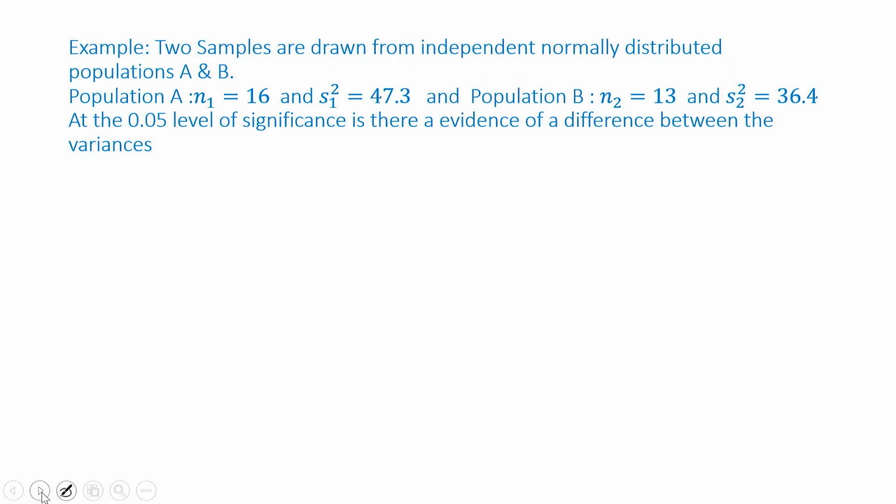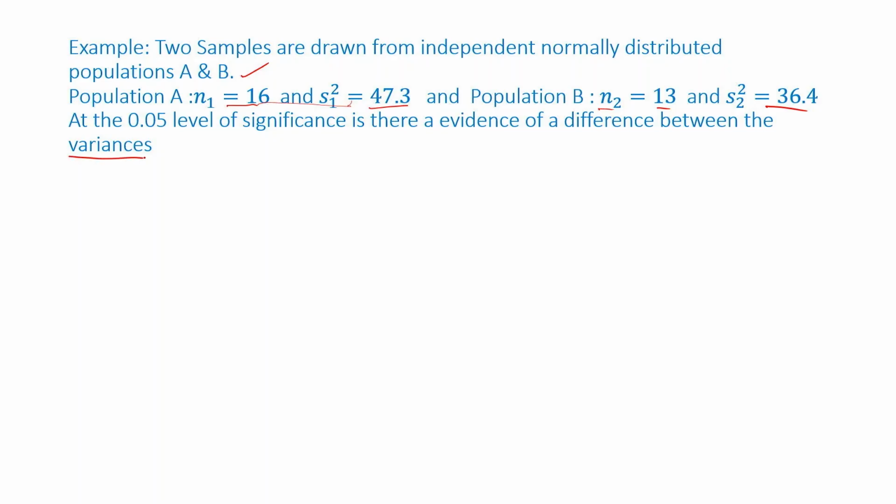There is another example given here. Two samples are drawn from independent, normally distributed populations A and B. Population A: N1 is 16 and variance is 47.3. Population B: N2 is 13 and S2 squared, that is variance, is 36.4. At the 0.05 level of significance, is there evidence of a difference between the variances?